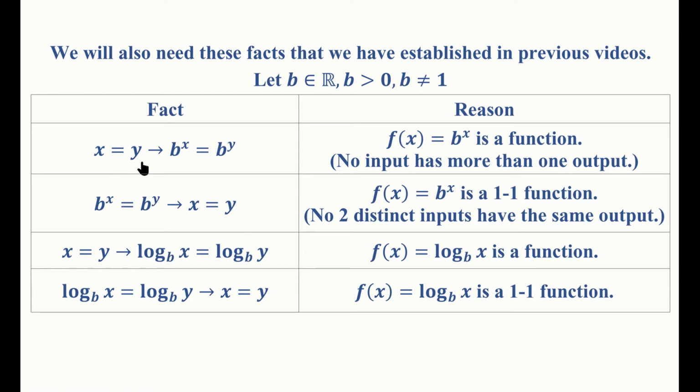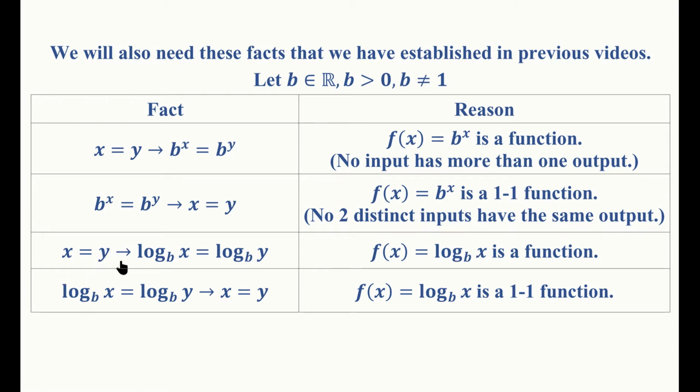So if you have two inputs that are the same, the outputs must be the same, and no input has more than one output. This fact, which is the same one going in the other direction, which says if b to the x equals b to the y, then x equals y, follows from the fact that f is 1-to-1. So if you have the same output, they must have come from the same input.